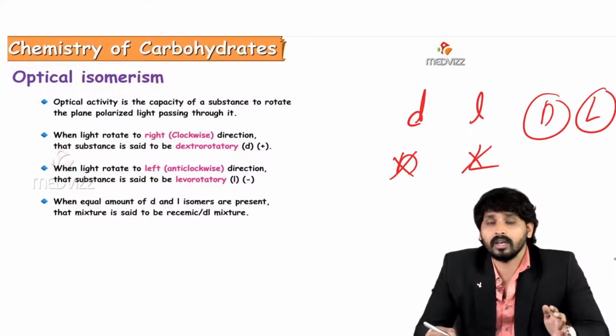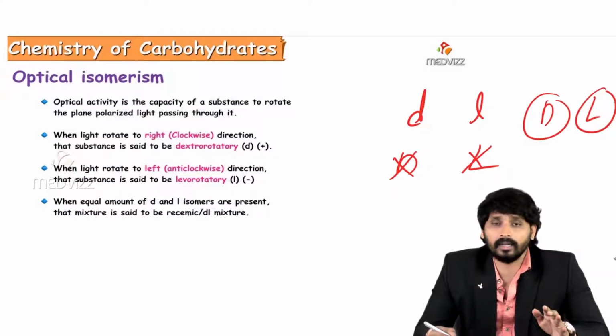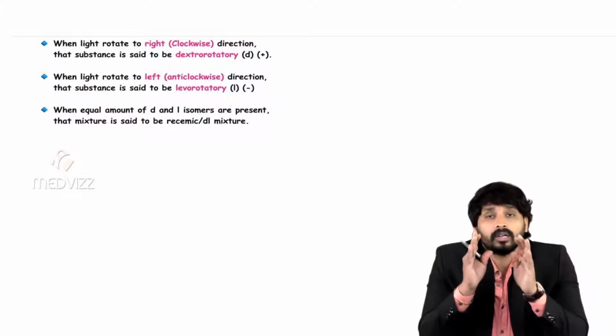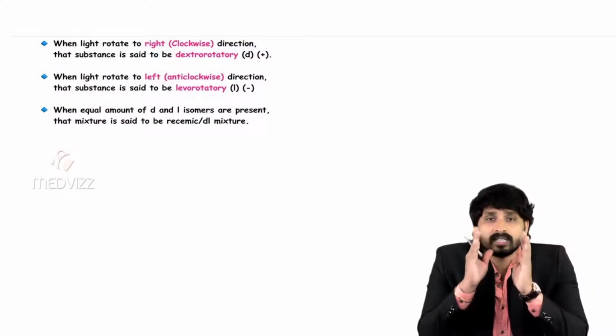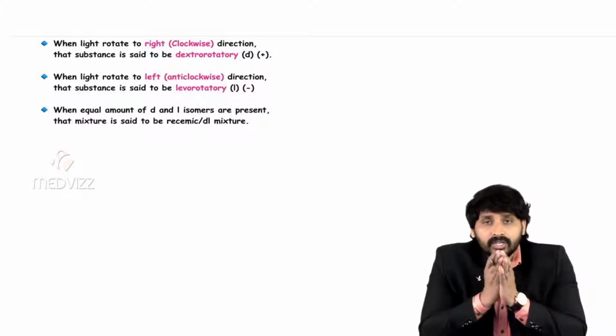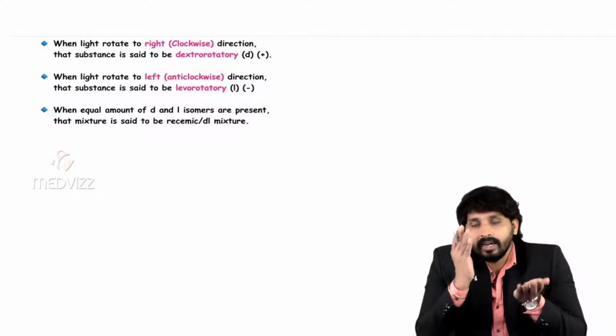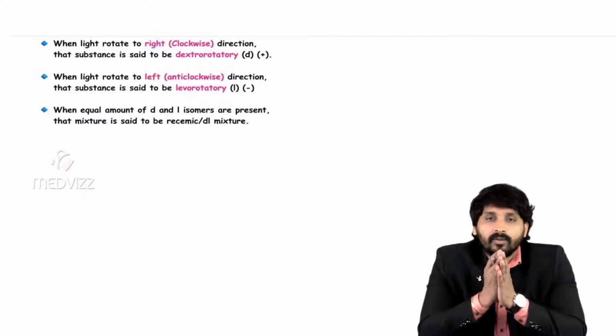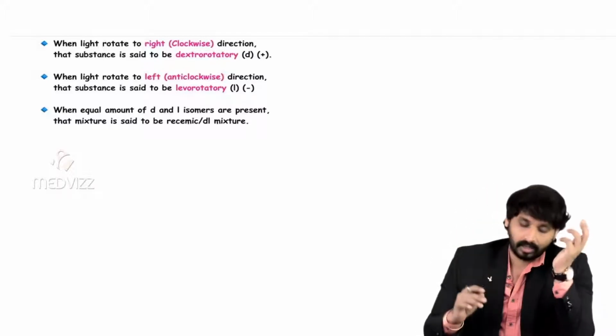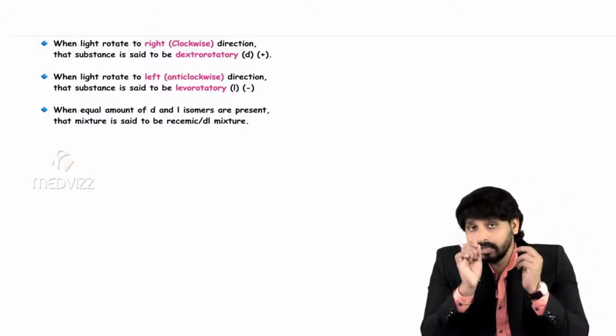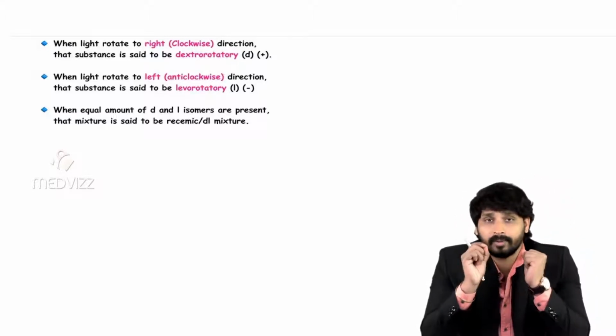It is not based on the optical property; it is based on the asymmetric carbon. If equal amounts of D and L isomers are present in a mixture, that mixture is known as a racemic mixture. A racemic mixture has equal quantities of dextrorotatory and levorotatory substances together. It is optically inactive. Racemic mixture, optically inactive, remember this.